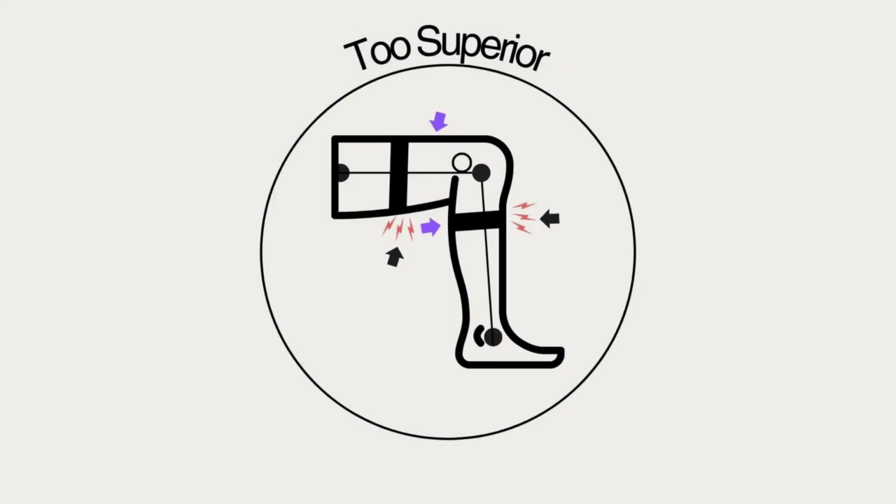So next, the second problem is that the knee joint axis is too superior. The cause is pressure on the anterior proximal calf and the posterior distal thigh, while the gap is in the posterior proximal calf and anterior distal thigh. So for the solution, you can shift the mechanical knee joint axis inferior.